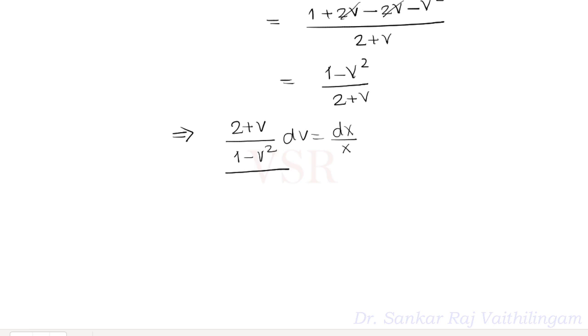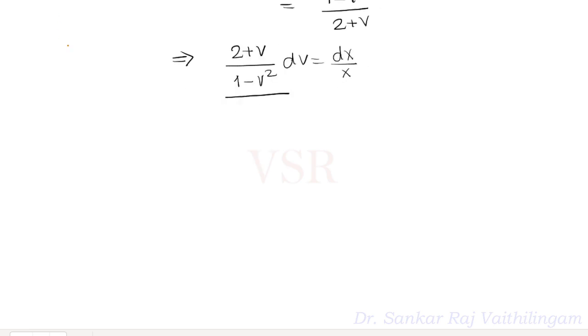Okay, so we are having this fellow. How can I write this? Let me write one more step. So this implies that I may write (2 plus V) divided by (1 plus V)(1 minus V) dV, which is equal to dx by x. Now we need to have a partial fraction.